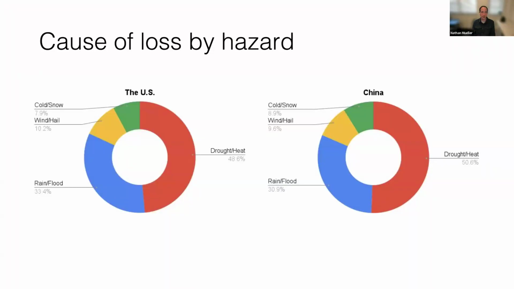rain-fed crop productivity. And just to illustrate why that's important, these are a couple of graphs showing cause of loss records by hazard for the US. These are coming from the USDA Risk Management Agency, and there's another source for the Chinese data. But I just want to highlight how similar these look in both cases, very different contexts, but in both cases, most of the crop losses that are being recorded are either coming from too little water in the red or too much water in the blue.